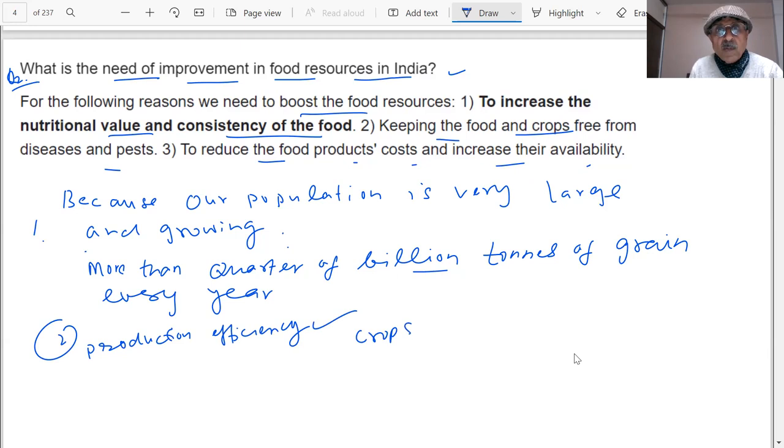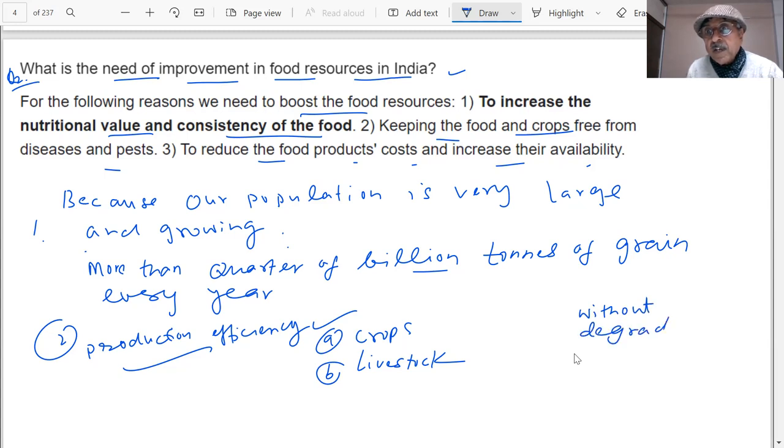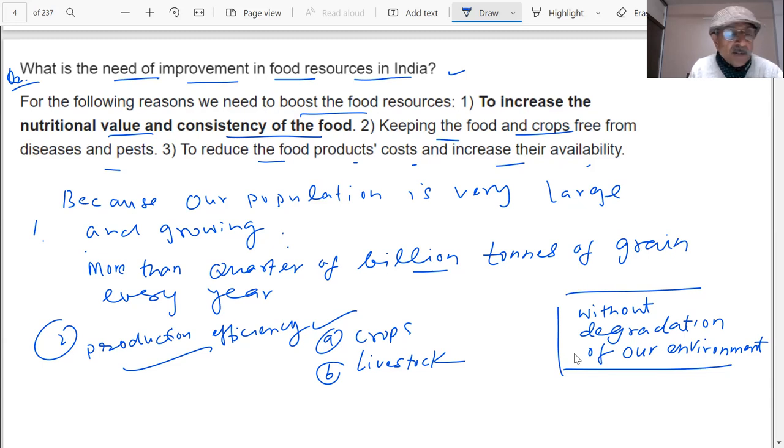We have crops and livestock. How do we improve production and increase their production efficiency? It needs to be increased without degradation of our environment. Important: the environment should not be degraded, without degradation of our environment, and without disturbing the eco-balances.